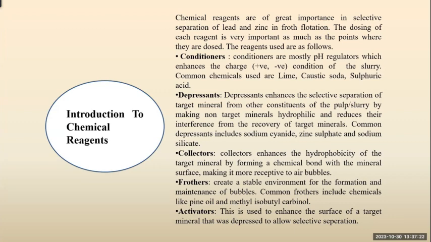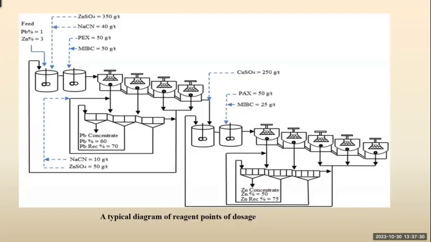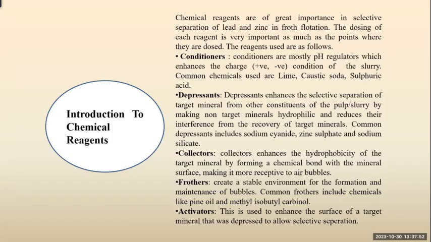Also, examples of your collectors: you have what they call PEX, you have SIPX, sodium isopropyl xanthate. You have PEX, potassium ethyl xanthate. You also have SEX, sodium ethyl xanthate. These are kinds of collectors. So you have two metals you want to separate. You have to depress one and collect one. Then later on, you activate the other one, then collect it. That's the idea.